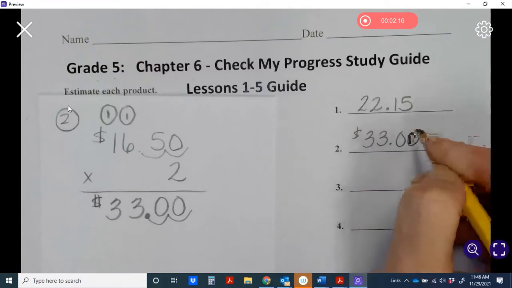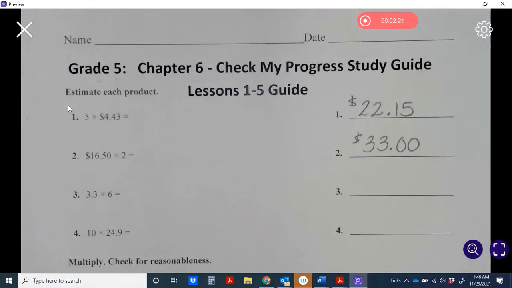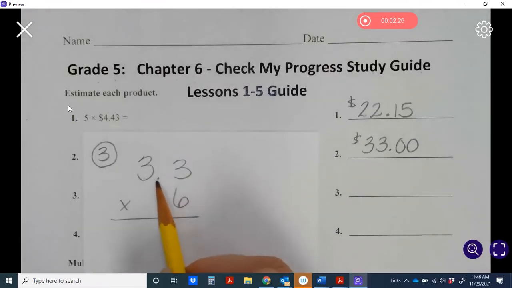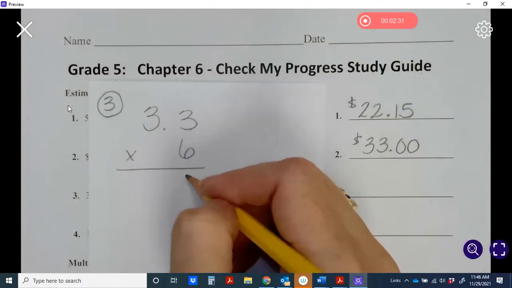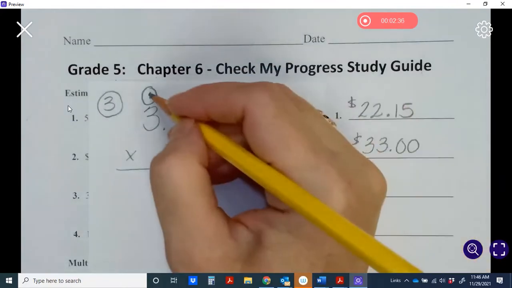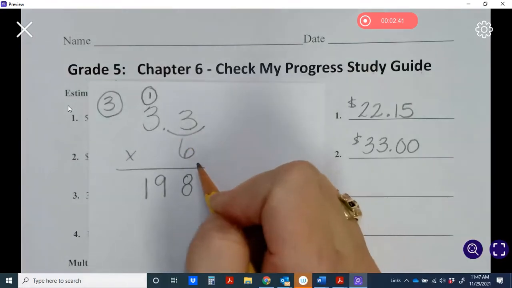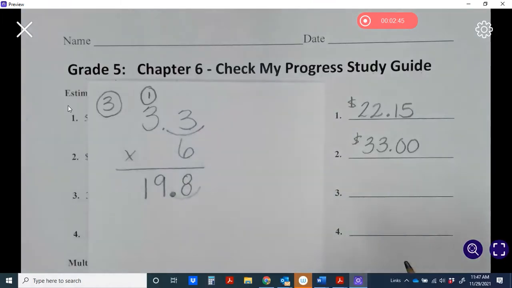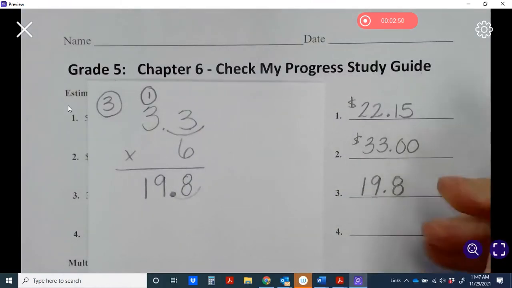Now that I'm looking, I should have actually written a dollar sign here for $22.15. All right, question number 3. 3 3/10 times 6. 6 times 3 is 18, carry the 1. 6 times 3 is 18, plus 1 is 19. There's 1 decimal in my top number, no decimals in my bottom number, for a total of 1 decimal in my answer. So my answer is 19 and 8/10.